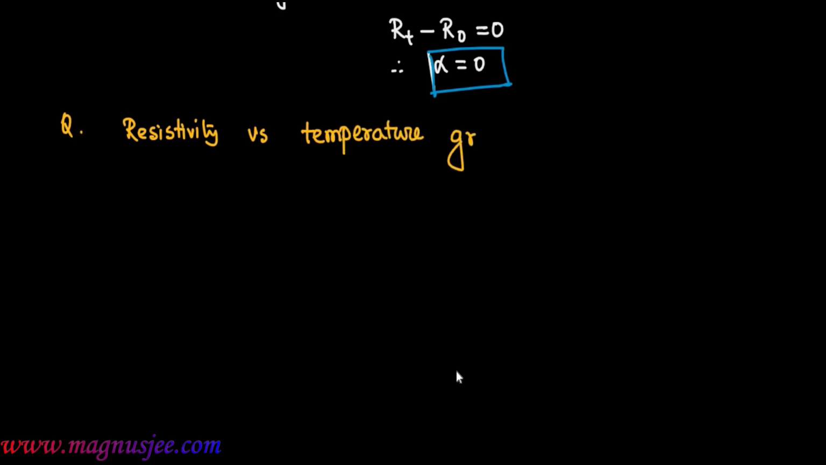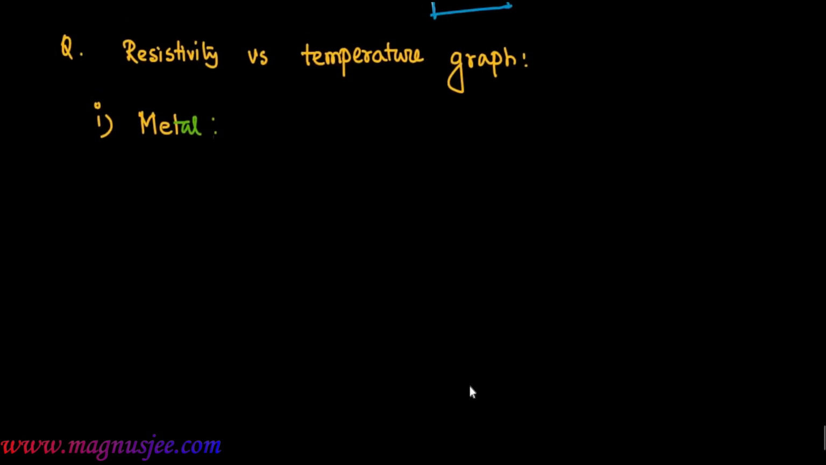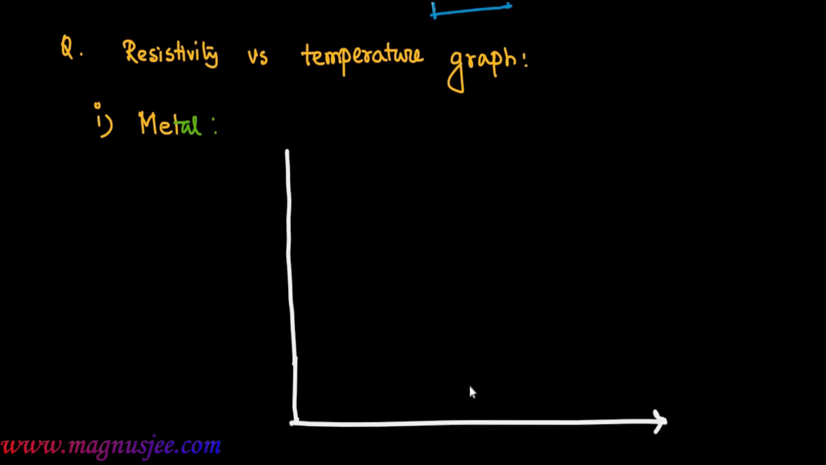Next topic is the resistance versus temperature graph. Number 1, for a metallic conductor, we know that if temperature is increased, resistivity increases linearly in a certain range of temperature.